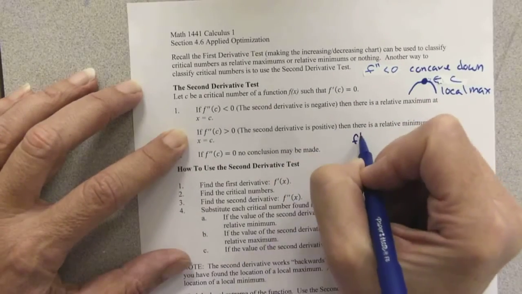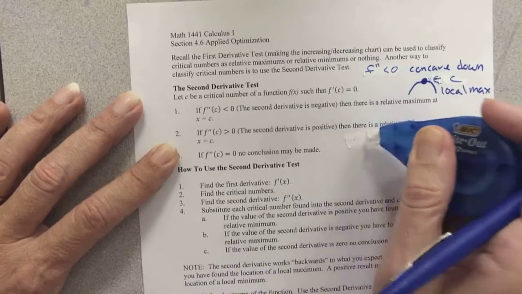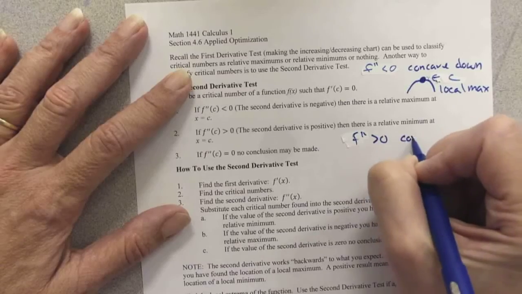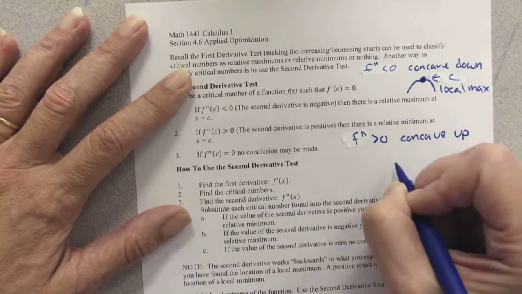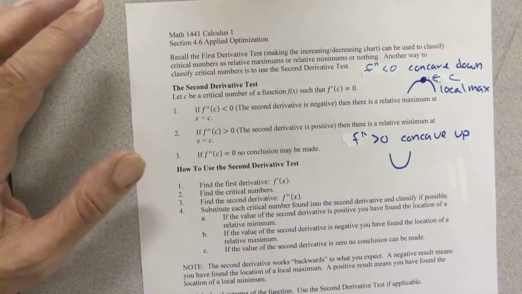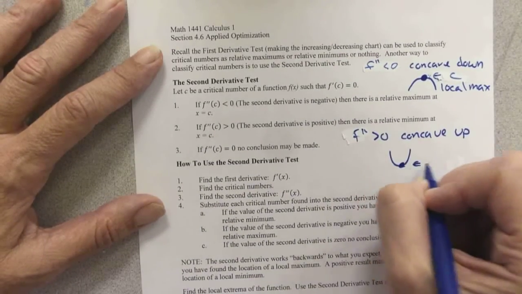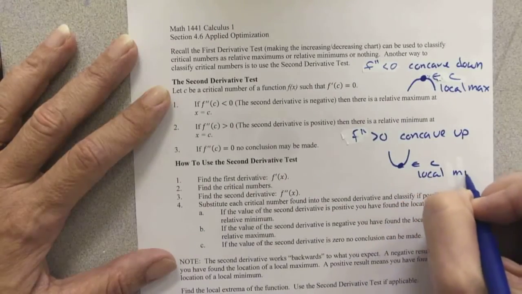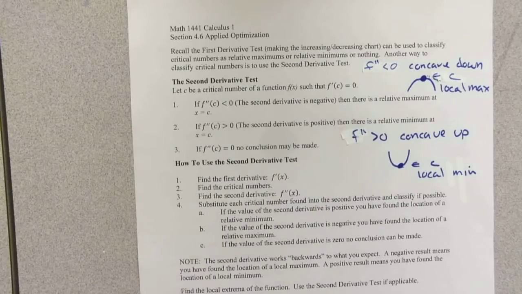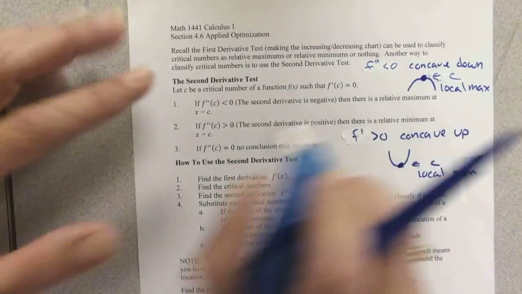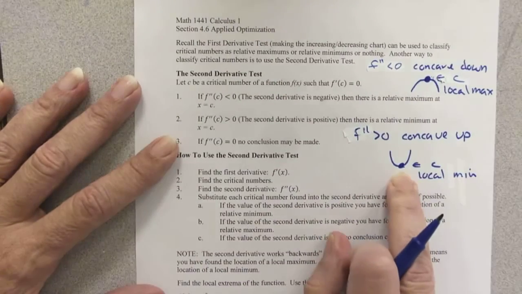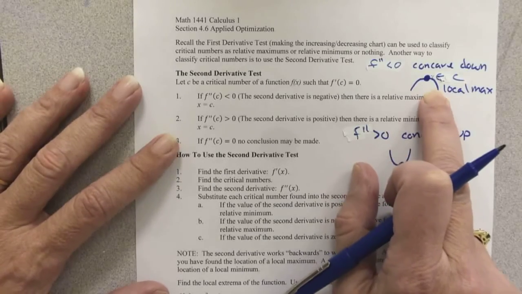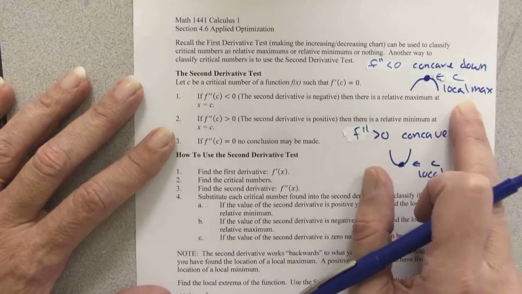The flip side, f double prime of x greater than 0, well, that's concave up. And so that means the curve looks something like that. If that's my critical number, there's my critical number c, it has to be a local minimum. And so what the second derivative test is really saying is, okay, I have a critical number, and it's sitting on a concave up curve, so it has to be a local minimum. I have a critical number, it was sitting on a concave down curve, it has to be a local maximum.